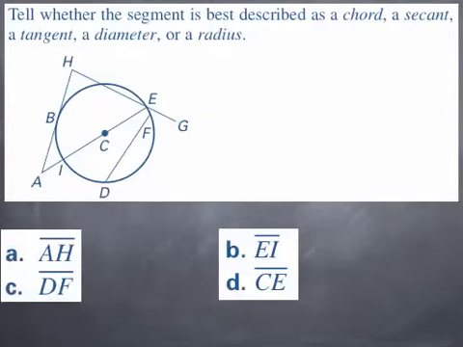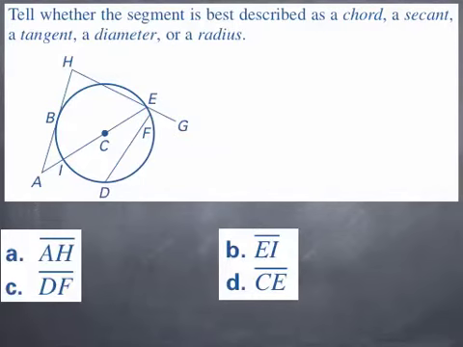This first example says, tell whether the segment is best described as a chord, a secant, a tangent, a diameter, or a radius. A diameter is going to be more specific than just a chord. A diameter would be a chord that goes through the center of a circle. So if it's a diameter, we want to call it a diameter, but if it's just a chord, we're going to call it just a chord.